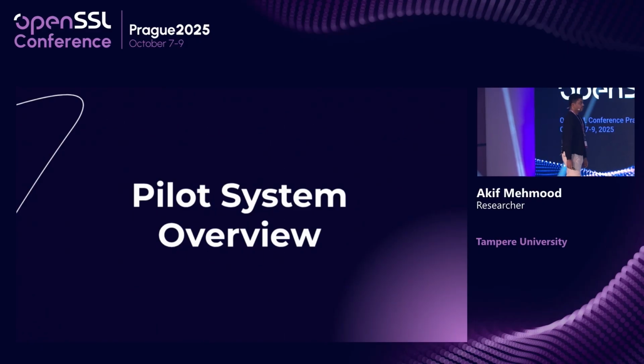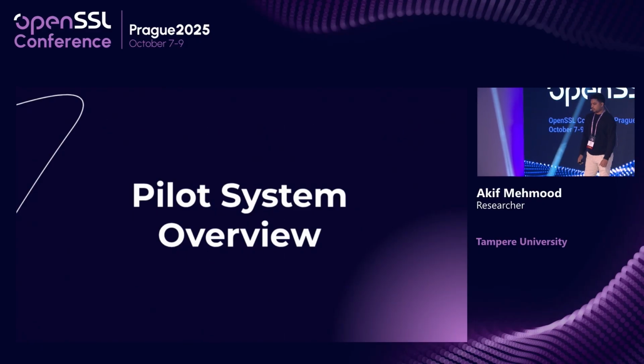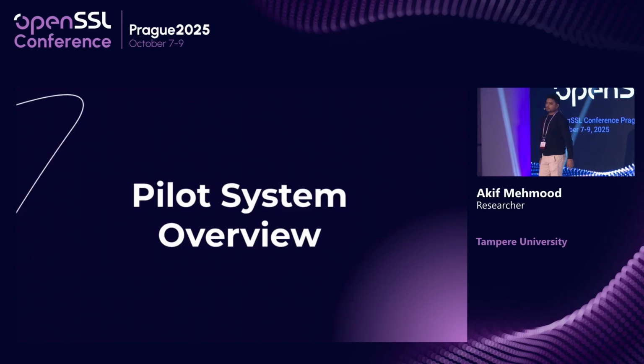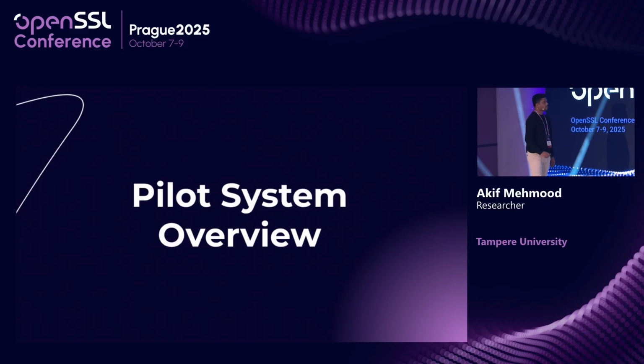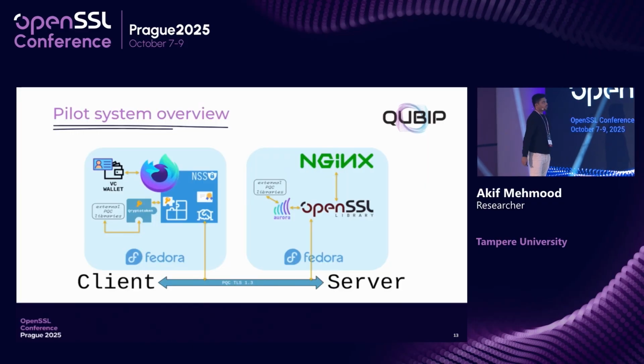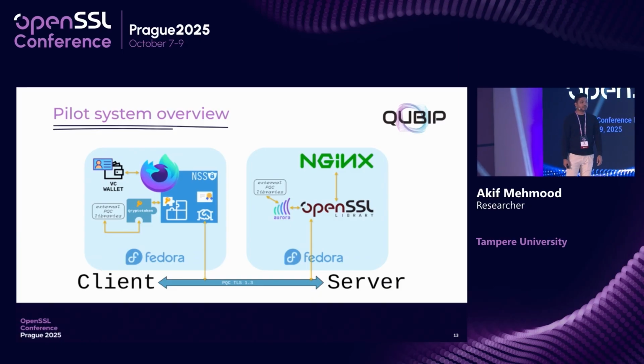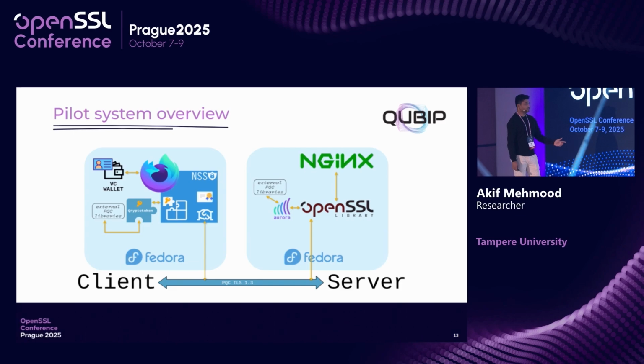Moving next, we will now be presenting the pilot system overview of the project. In this overview, as you can see, we have the structural diagram of our PQ-enabled server on the left side, maybe the right side for you, and the other side is the PQ-enabled client. I will start with the server side, and then I will let my colleague Francesco explain the client side.